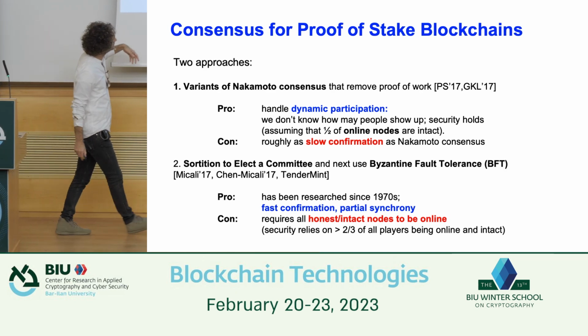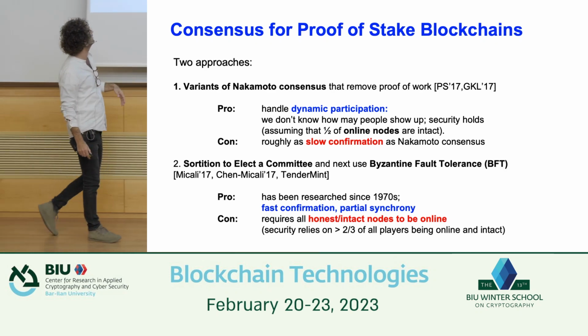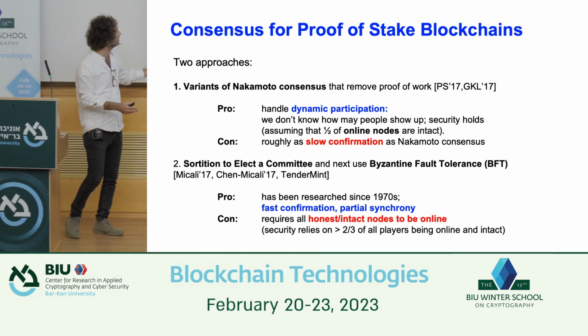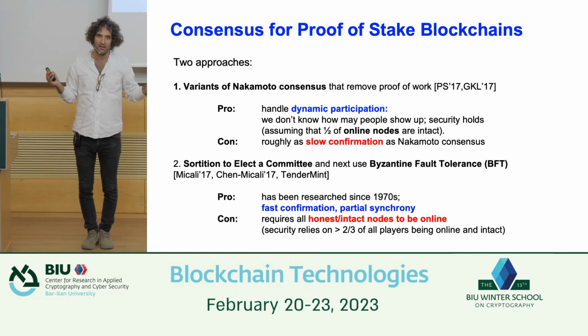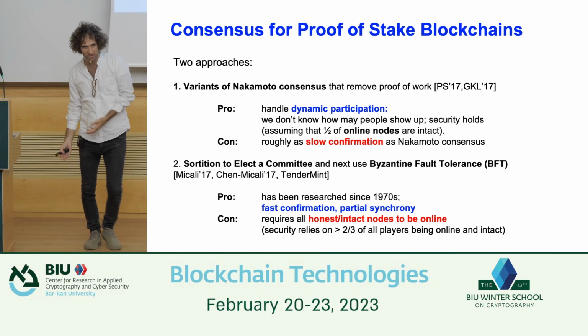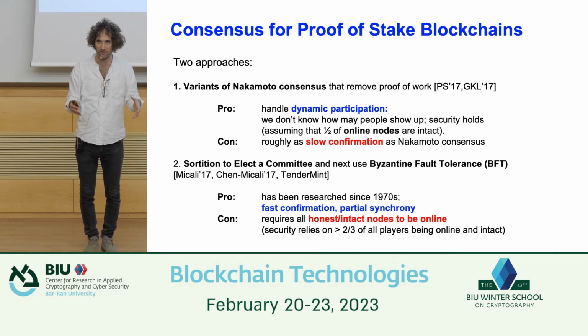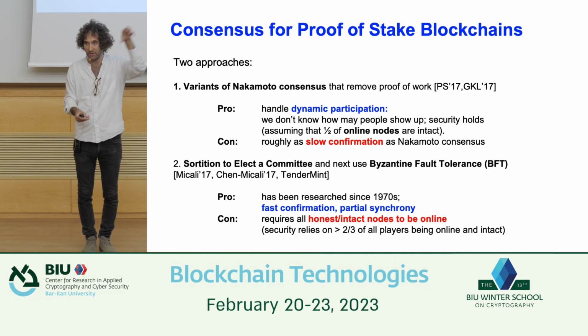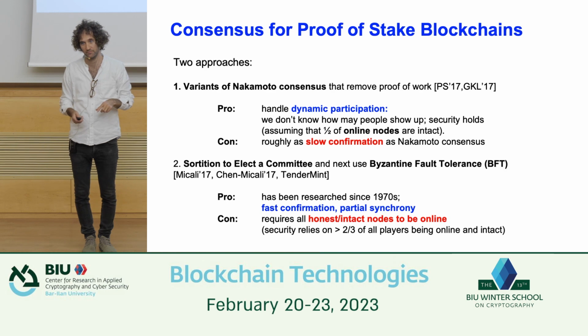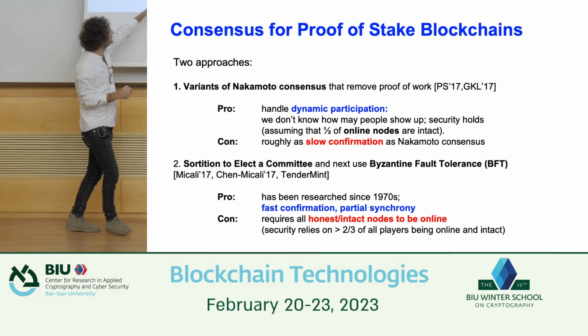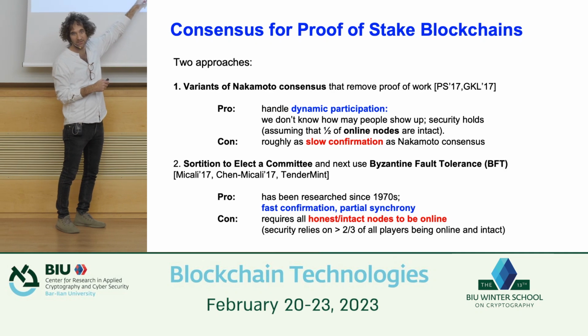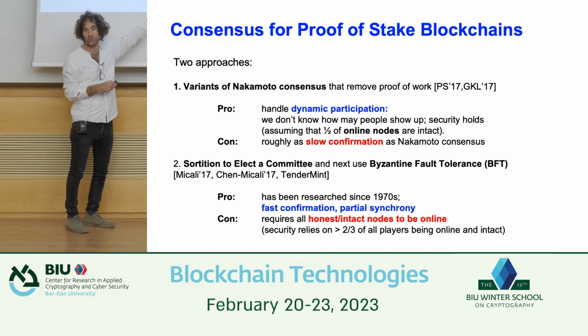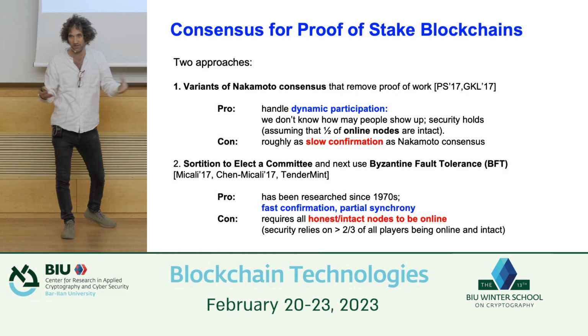And the second approach is the one suggested by Micali in the Algorand paper. Let's just select a subset, a committee, and then run a standard Byzantine fault tolerance or standard consensus protocol on that sub-selection. And the people I'm selecting are based on the amount of stake they have. This approach is awesome in the sense that it gives fast confirmation and it can work in a partially synchronous setting, because we can now run partially synchronous protocols.